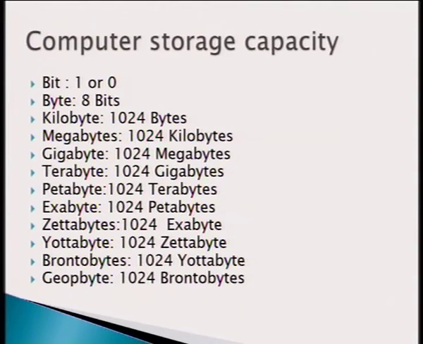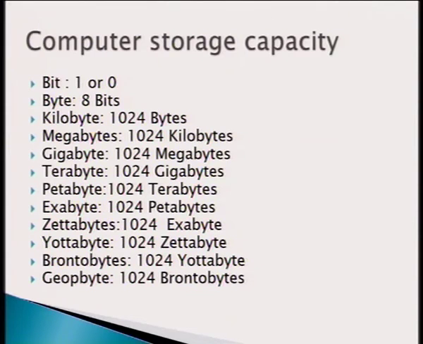After a bit comes a byte. A byte is made up of 8 bits, 8 zeros and ones. After a byte we've got a kilobyte. A kilobyte is made up of 1024 bytes. After a kilobyte we've got a megabyte. A megabyte is made up of 1024 kilobytes. We've got a gigabyte. A gigabyte is made up of 1024 megabytes.